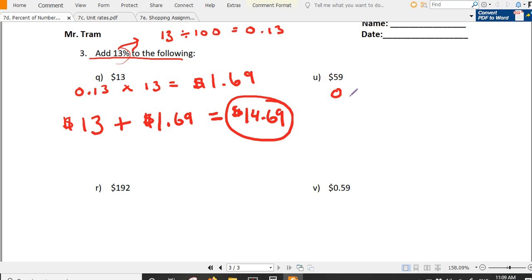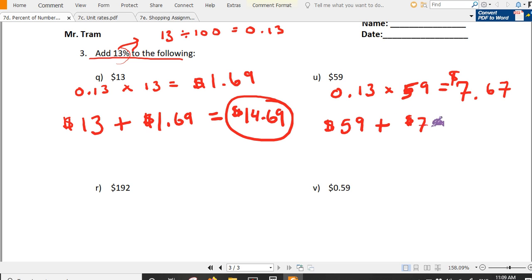Something costs you $59, and you want to find out what the tax on that is. So it's 13% of 59, which will give you 0.13 times 59, which will give you $7.67. Now note how much higher the tax is, right? The more expensive an item, the higher the tax. So the original item was $59, and you have to pay $7.67 in taxes, and that will give you, plus 59, that will give you $66.67. Okay, awesome.